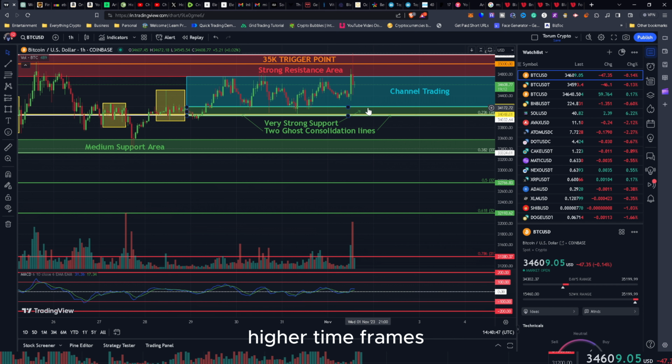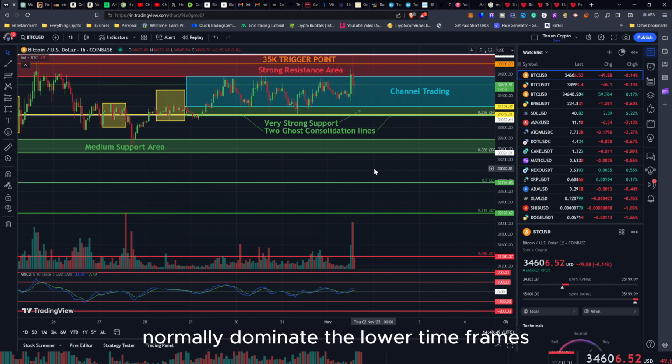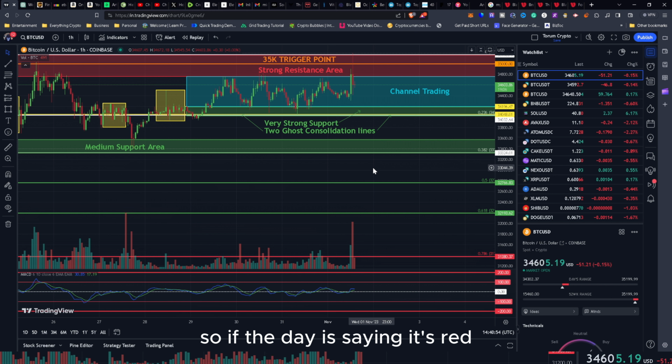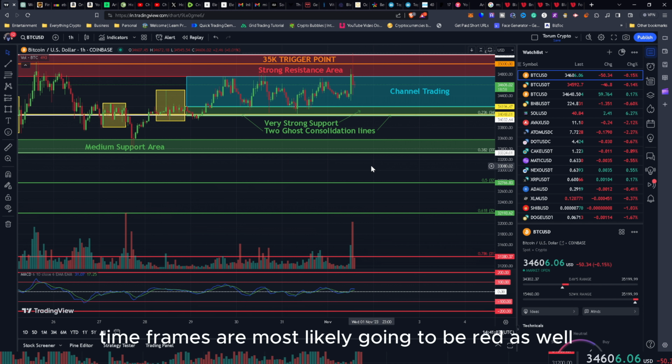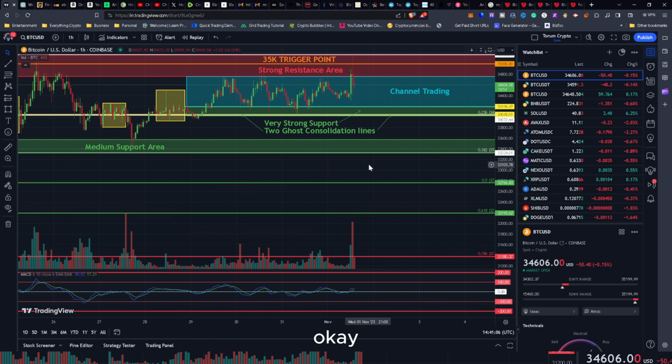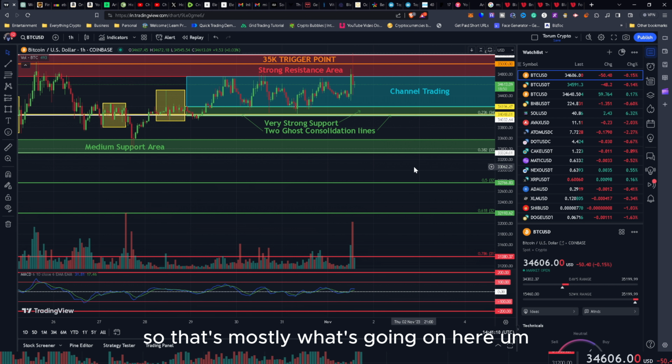Higher time frames normally dominate the lower time frames. So if the day is saying it's red, all of the hour time frames are most likely going to be red as well. So that's mostly what's going on here.